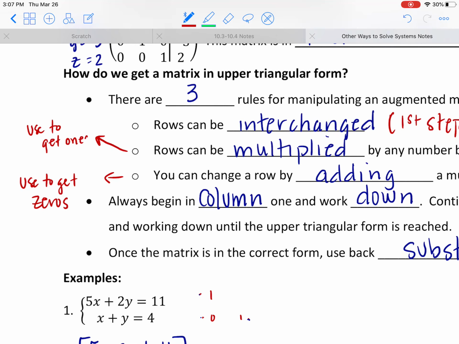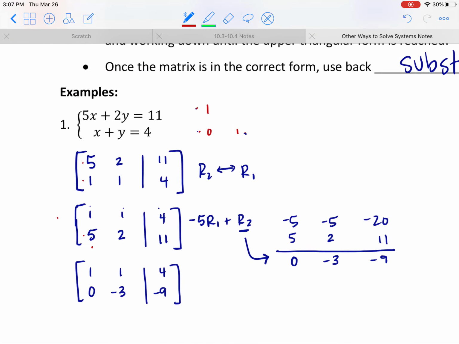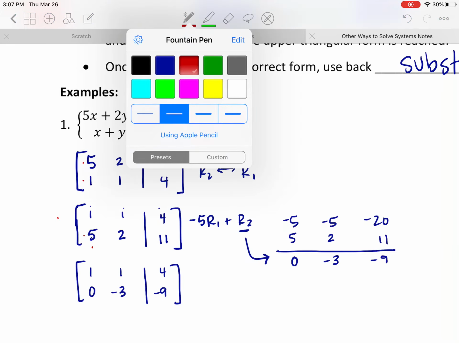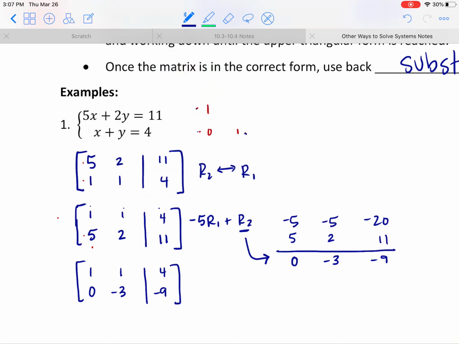Okay, to get, I guess I should write that out. 1s. So if I can multiply something here to get a 1, that's what I'm going to do. And actually, it's easier to think about it as dividing. If I divided -3 by -3, I get a +1. So I'm going to take row 2 and multiply it by a -1/3. -1/3 times row 2.